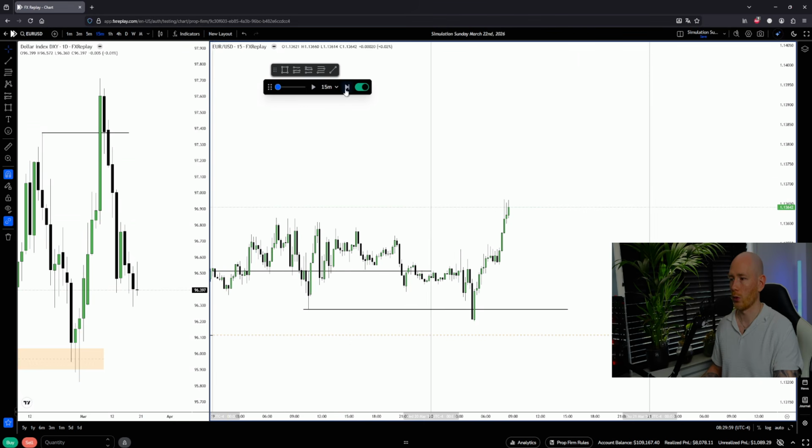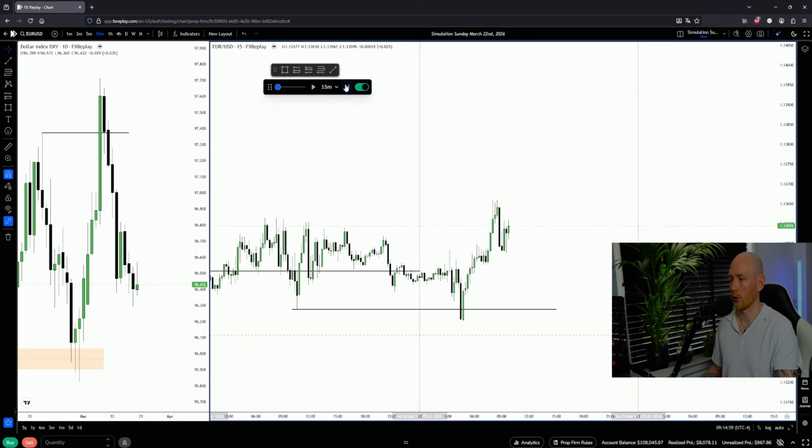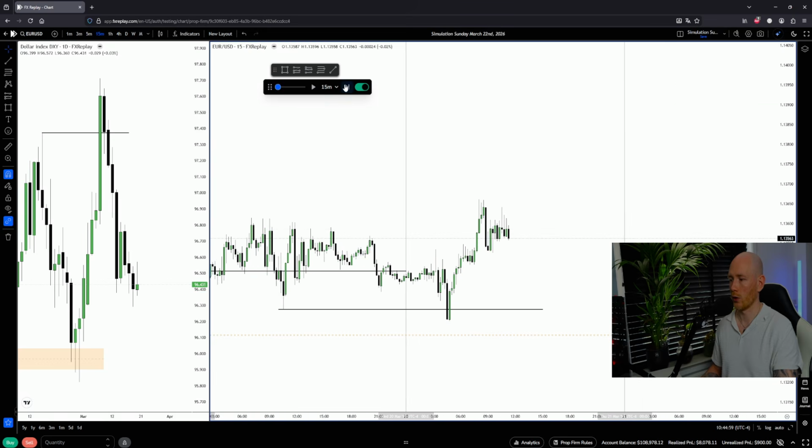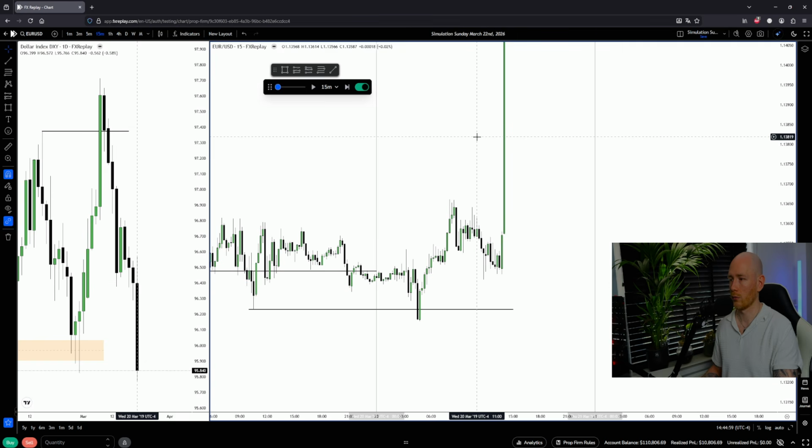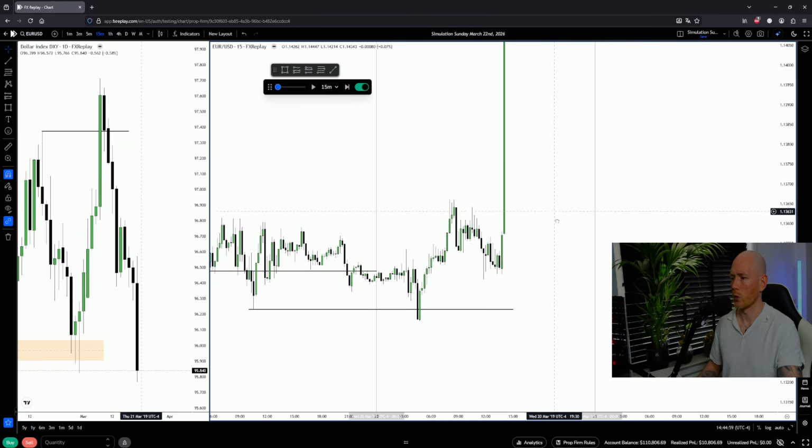In today's episode of Simulation Sunday. We need some more willingness to trade higher. There's not looking like anything solid here. Wait, what the hell happened?